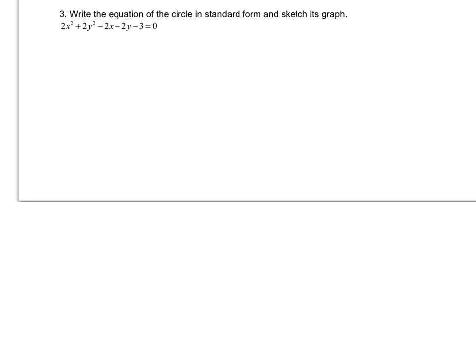Okay, this problem requires you to write the equation of a circle in standard form, and you know what that is, and sketch its graph. We are not going to sketch the graph because you guys all know how to do that. Okay, but this one, notice the leading coefficients on the squared terms. So if we're going to get this in standard form, we need to first gather all the x squared terms together and all the y squared terms together. And since we're in standard form, this 3, the constant, would move over.